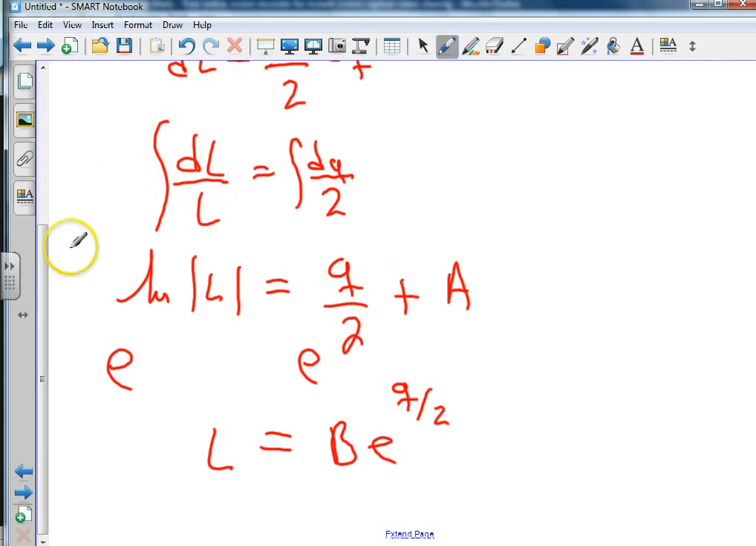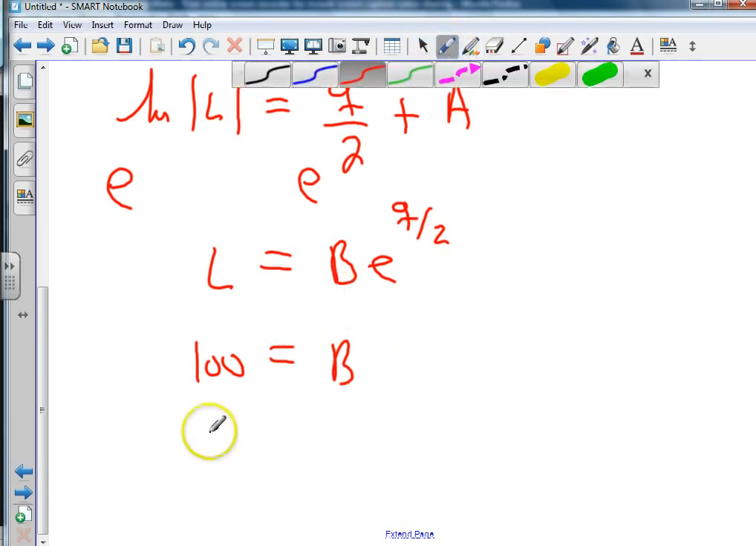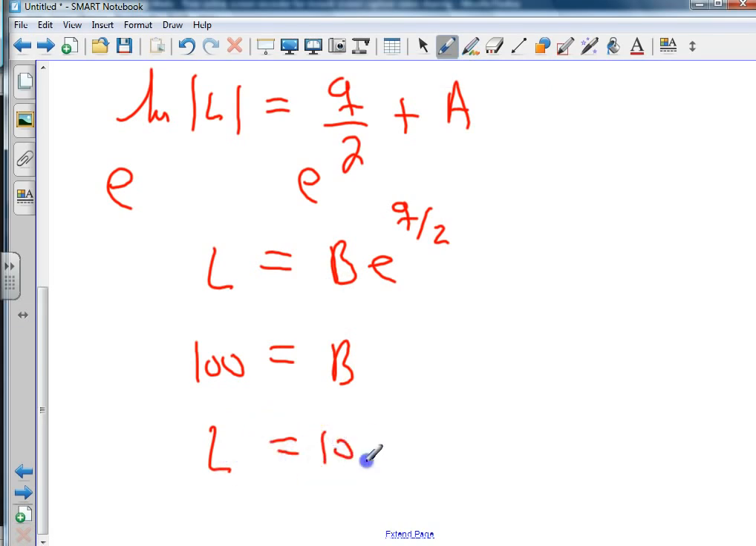Now they gave you initial conditions, didn't they? L of 0 is what, 100? So let's figure out B. If you can figure out B, get a particular solution, that's good, that's preferred. So plug in what for L? The 100. And plug in what for Q? 0. So again, B is the initial population, whatever you want to call it. So L as a function of Q is 100 e to the Q over 2. Okay? Are we okay with that? Alrighty then.